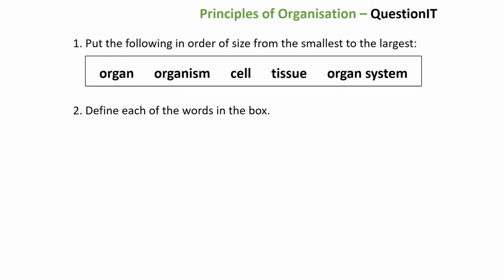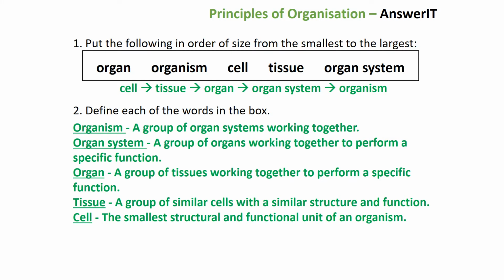Okay, so hopefully you've had a stab at that, and we're going to go through the answers now to see if you remembered from the revision. So putting those words into size order, the smallest is a cell, and then a tissue, an organ system, and then an organism. So well done if you managed to do that.